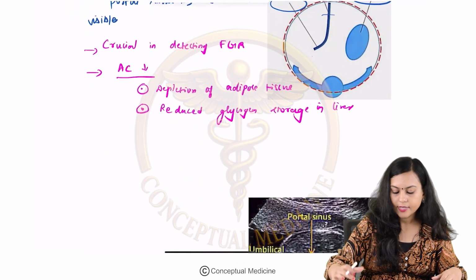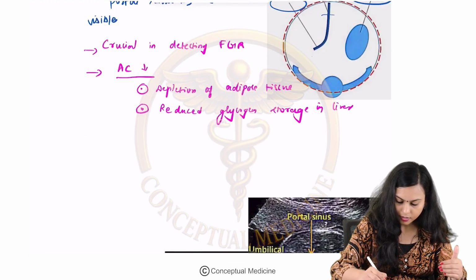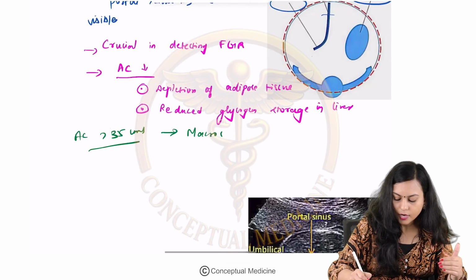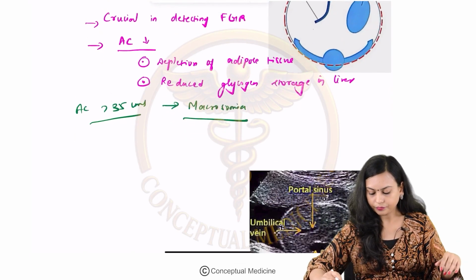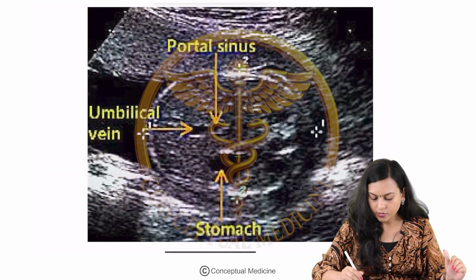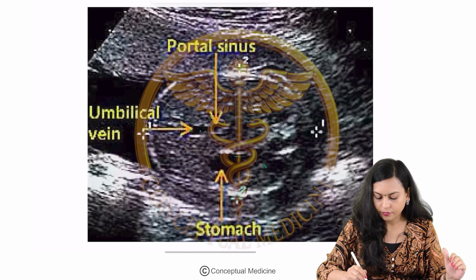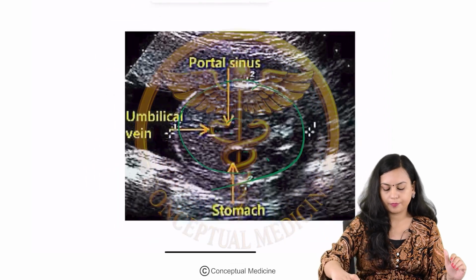Okay. And suppose if the AC is more than 35 centimeters, a diagnosis of macrosomia can be made. Clear? Yes. So, this is the ultrasound picture where we are focusing on the stomach bubble, the umbilical vein and the portal sinus, and the image is circular in shape. Clear?